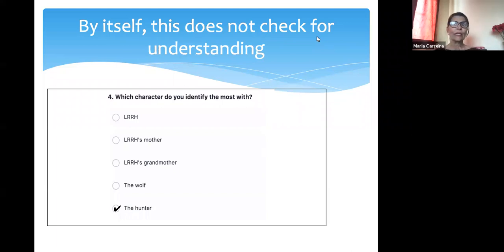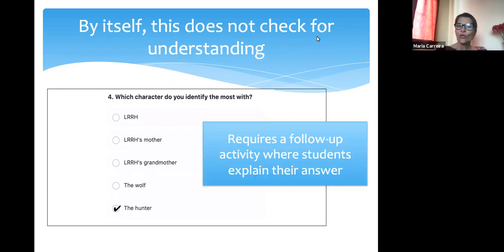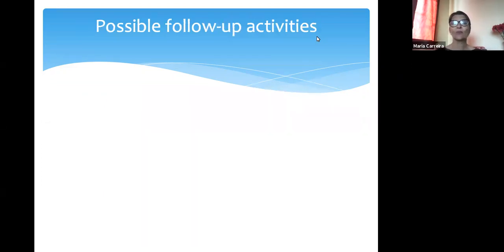And I might do it thinking that because a hunter like me likes opera. Obviously, that doesn't show any understanding on my part, since the story does not give us any information of that nature. So in order to check for understanding with a question like this, which has no right or wrong answer, I have to follow up with an activity that engages students in explaining their answer. What are some possible activities?